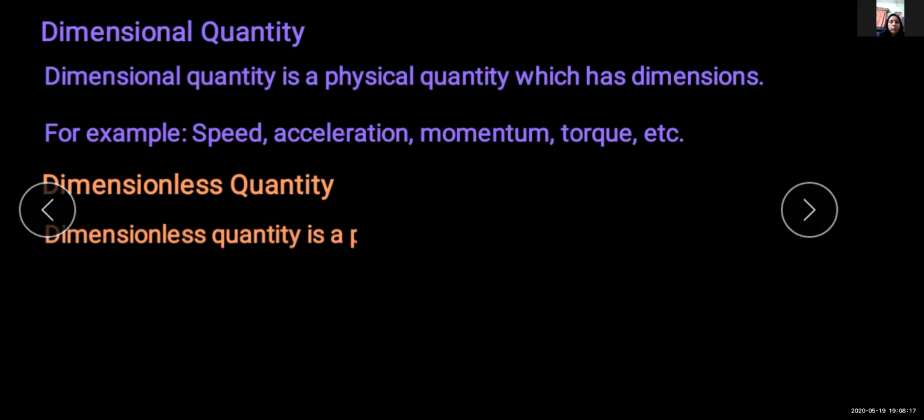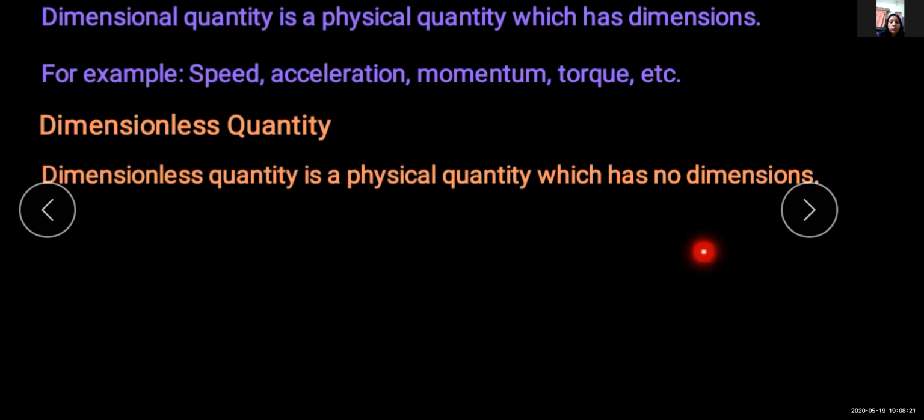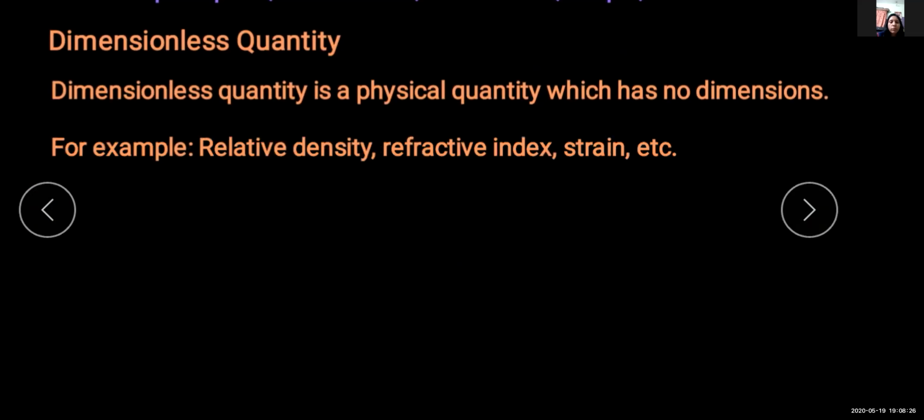Dimensionless quantity is a physical quantity which has no dimension. For example, relative density, refractive index, strain, etc. These quantities have no dimensions as they have no unit.